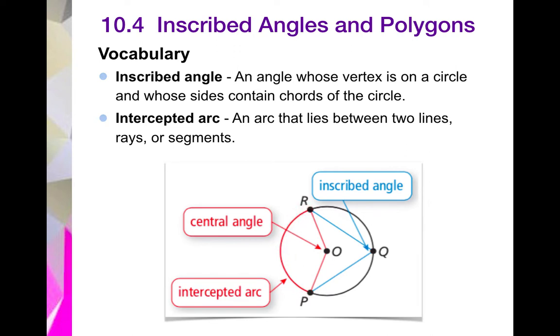The central angle in this whole thing is ROP. And you can see that I have two different angles here. This one is much wider than this one. So they're not equal as far as their measure. The central angle, remember, is the same number or the same value as the arc angle. Therefore, the inscribed angle cannot be the same as the arc angle.